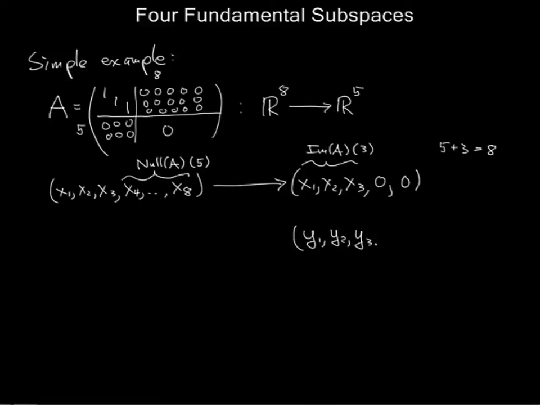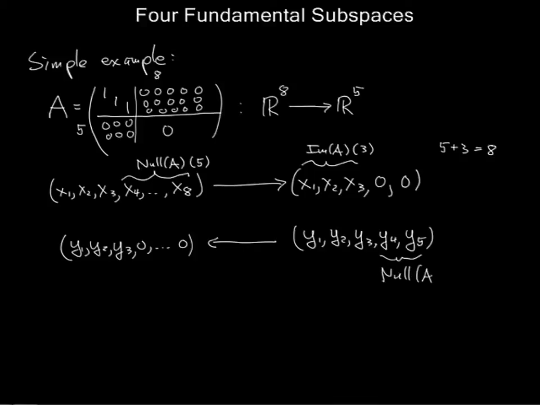And going in the other direction, the transpose takes y1 through y5. Well, it just keeps the first 3 and then sets the remaining ones equal to 0. So the null space of A transpose is these 2 variables, and the image of A transpose is these 3 variables. And 3 plus 2 is equal to 5, which is m.